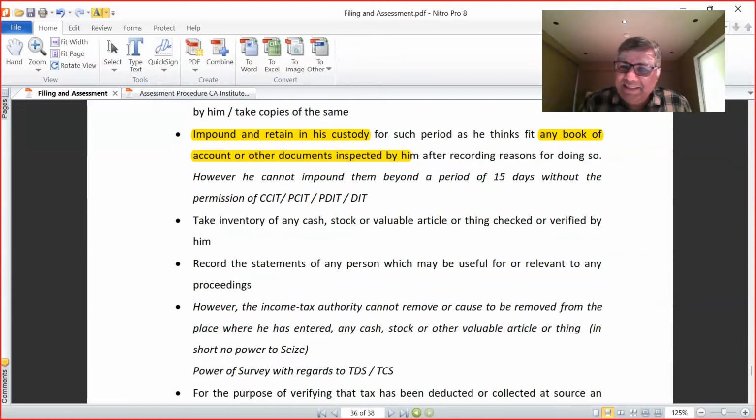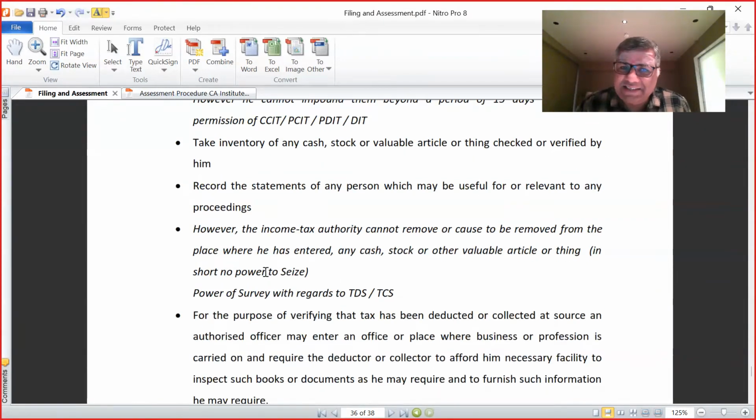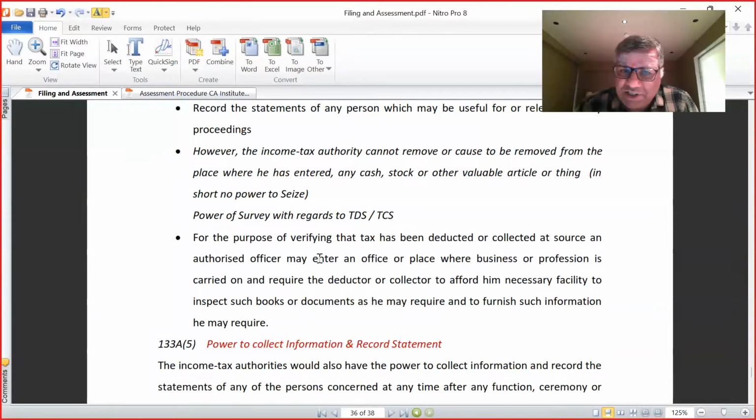Record the statement of that person. In the case of TDS and TCS, however, the IT authorities cannot remove or cause to be removed from the place where he has extracted anything. Only books can be seized. TDS and TCS: for the purpose of verifying whether tax has been deducted or collected at source.